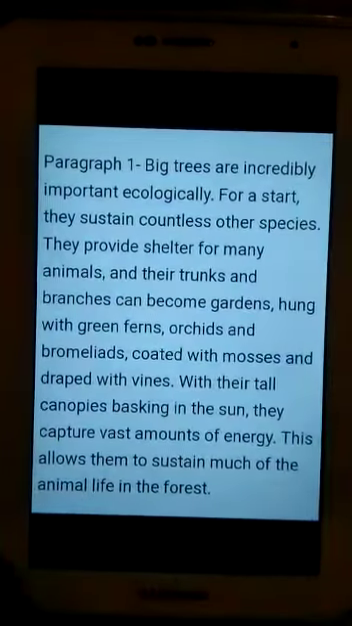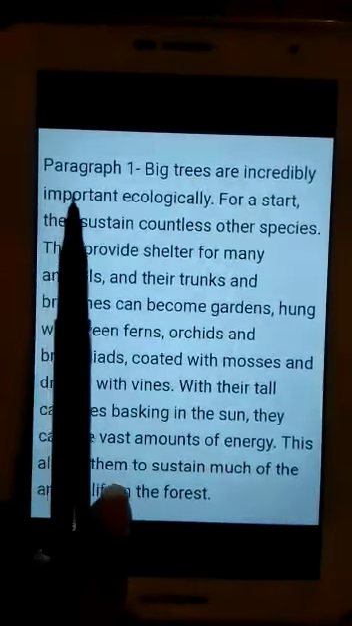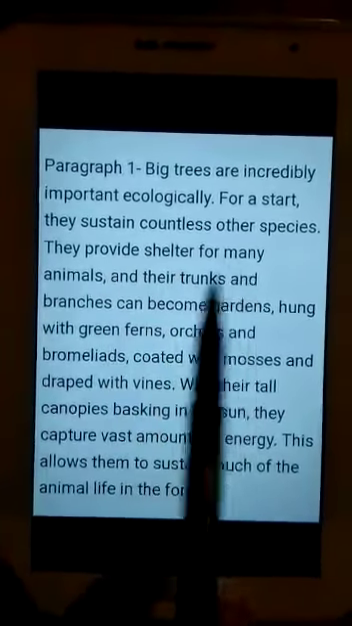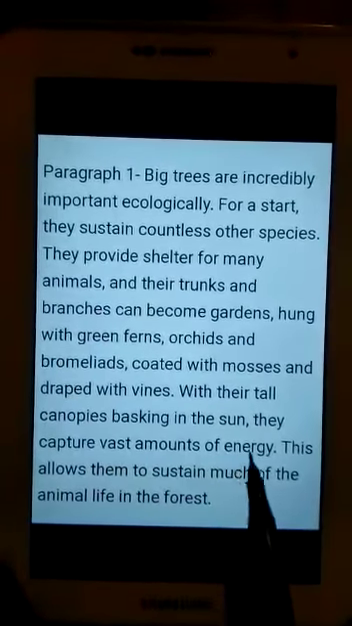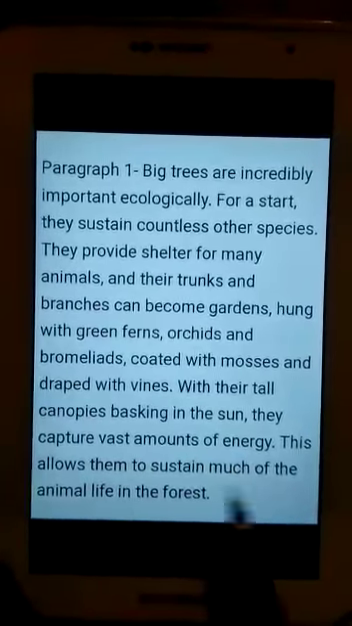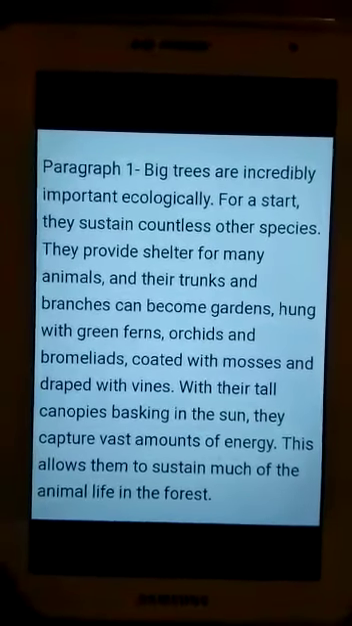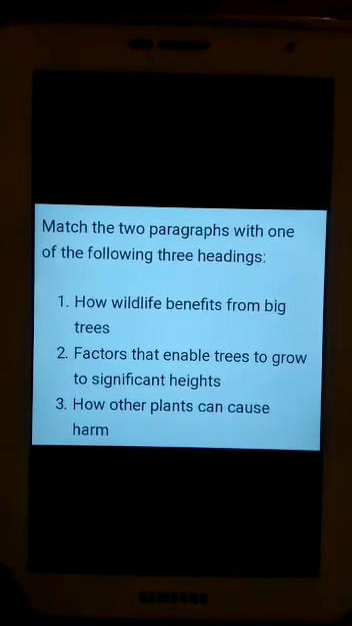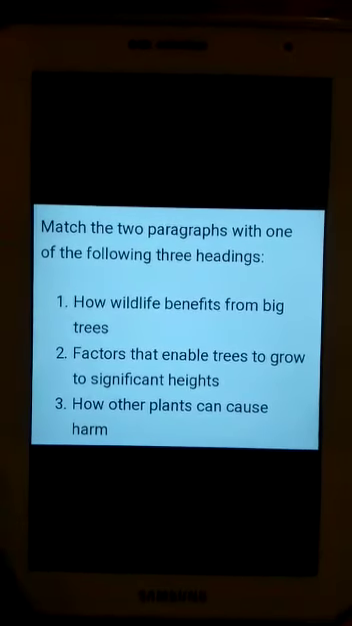here they have already told us big trees are incredibly important ecologically. They provide shelter for many animals and they capture vast amounts of energy. This allows them to sustain much of the animal life in the forest. So here they are also talking about the benefits from big trees, that is, how wildlife get benefited. So the answer will be the first one.